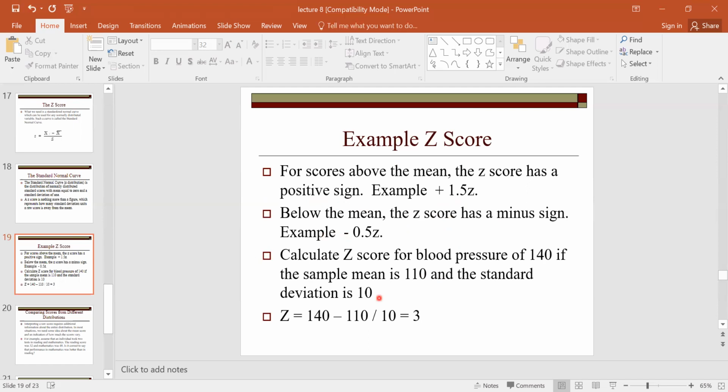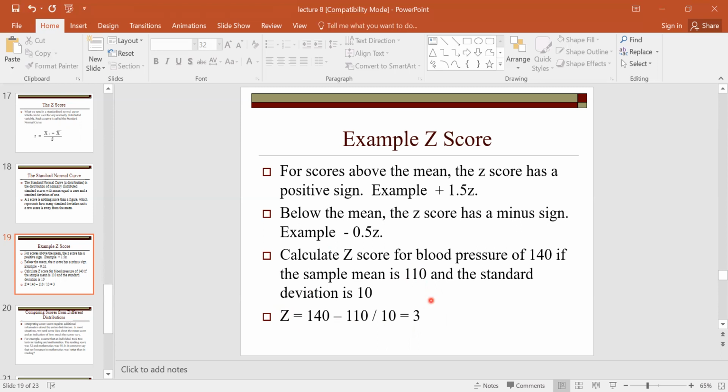the negative sign. Let's calculate the z-score for blood pressure. If we have 140, the sample mean is 110 and the standard deviation is 10, then z becomes plus 3. As you can see, the 140 blood pressure score lies above the mean. So this gives us the positive sign of the z-score. So this is the way we can calculate the standard normal score, the z-score.